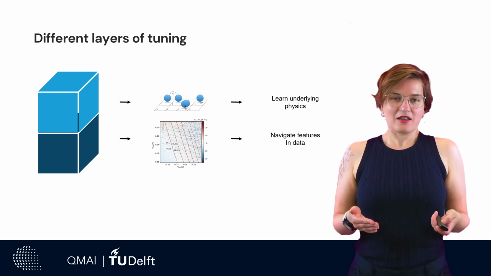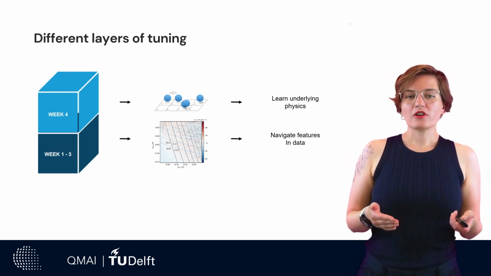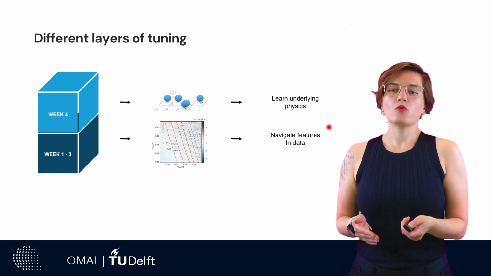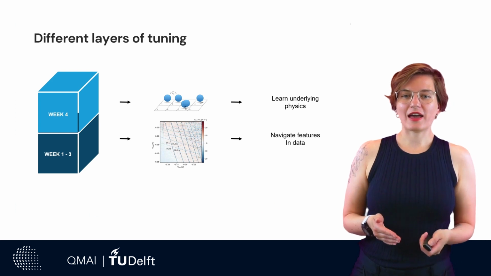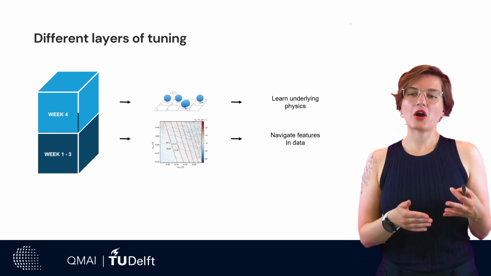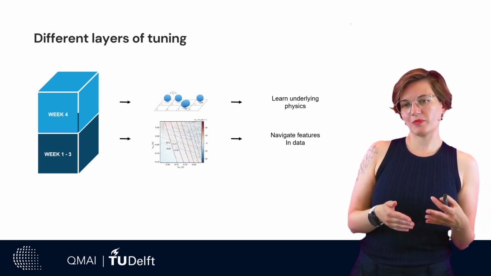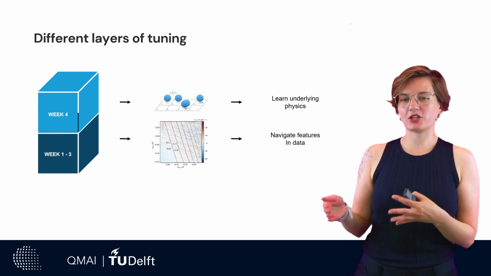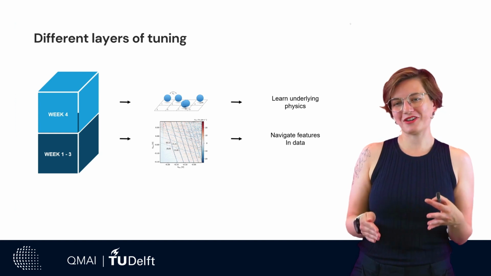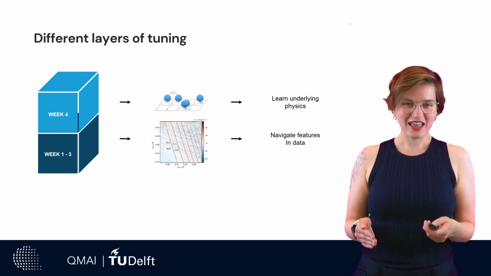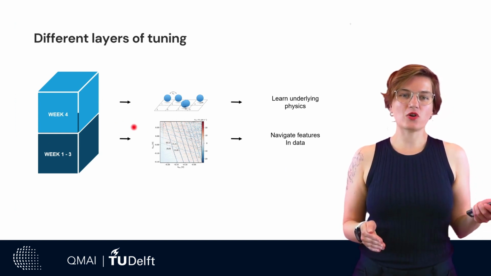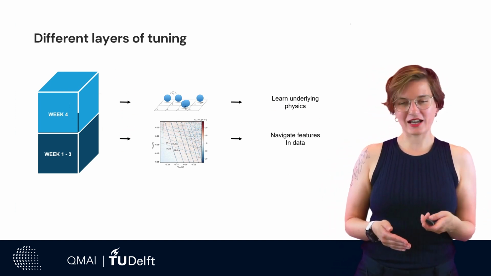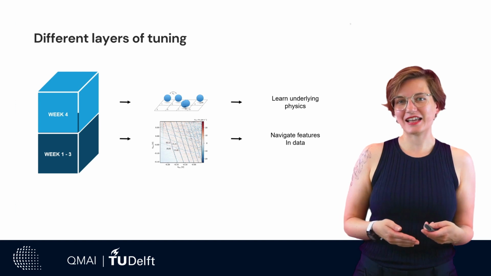levels. And throughout the course, through weeks 1 to 3, we are going to move on this lower level, where we will figure out how to navigate measurement data and investigate their features. So the mapping onto the machine learning problem will be more or less, hopefully, straightforward. And in the final week, we are going to elevate our abstraction to the learning of the underlying physics and relate that to tuning.